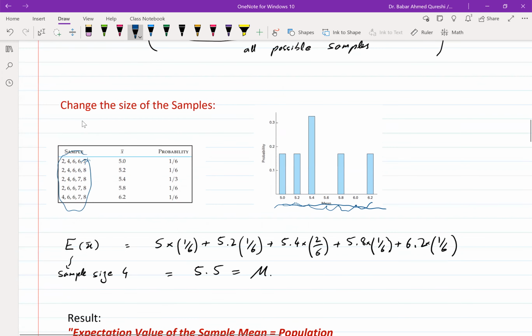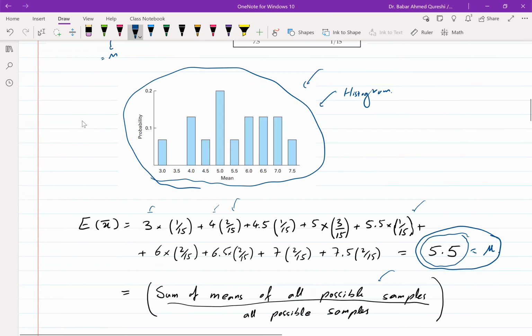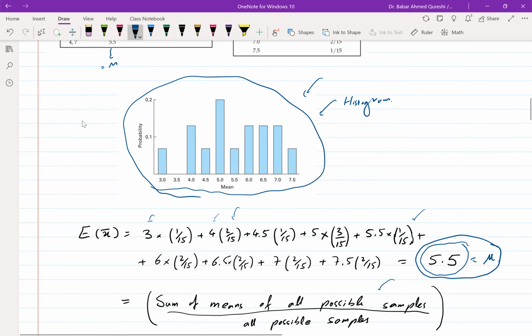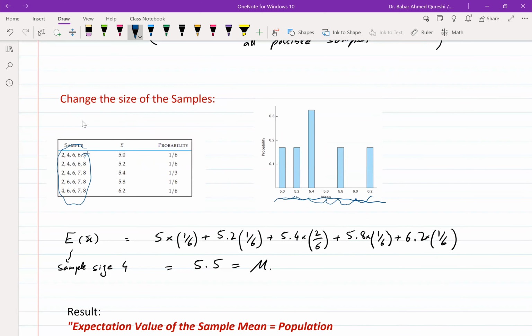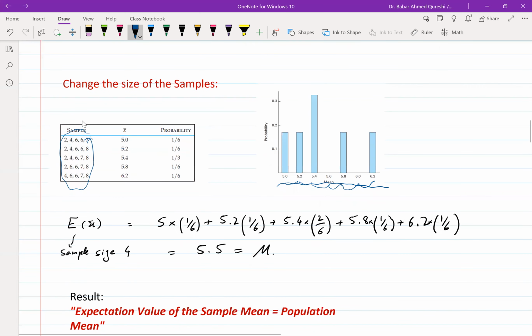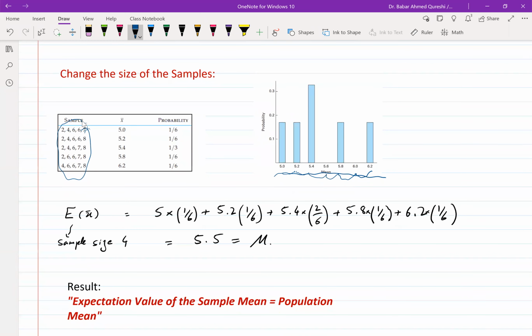One thing you can notice, which will be interesting later on, is that when I had samples of size 2, the sample mean was hopping between 3 and 7.5. But this time that range has narrowed down. It's hopping between 5 and 6.2. But we can still calculate its expectation value.